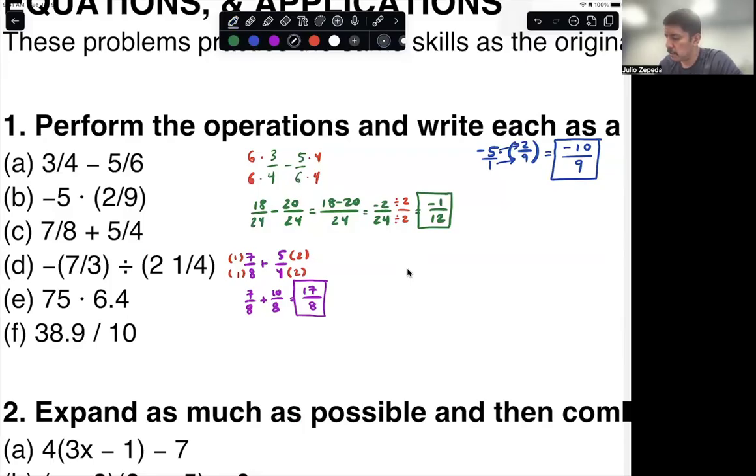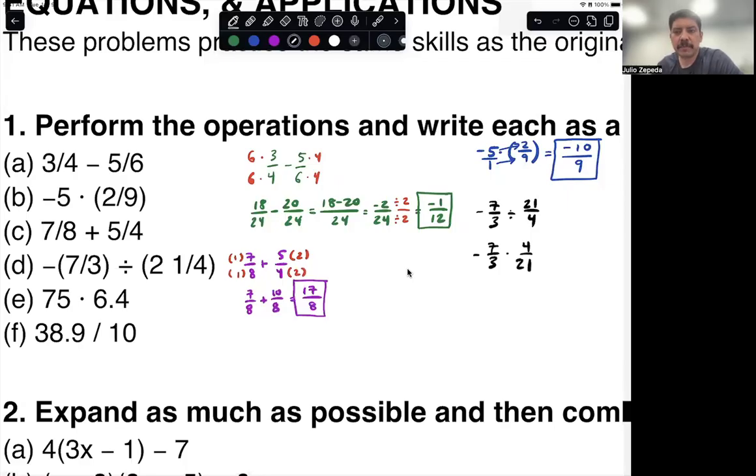Next, let's look at division of fractions. Is it 21/4? Okay. Let's do that. Negative 7/3 divided by 21/4. Okay, so how do you divide two fractions? We divide two fractions by, sometimes people say, keep, change, flip: keeping the first fraction the same, changing the operation from division to multiplication, and flipping the second fraction.